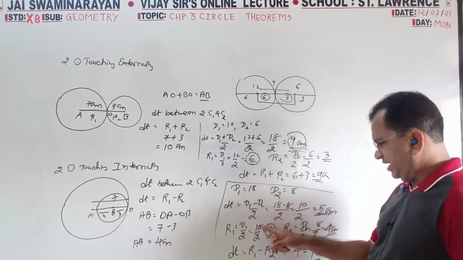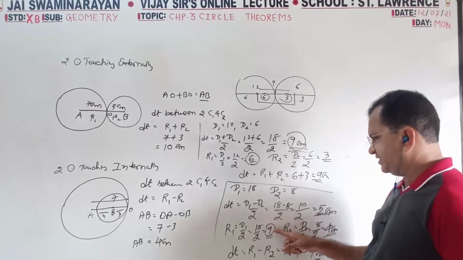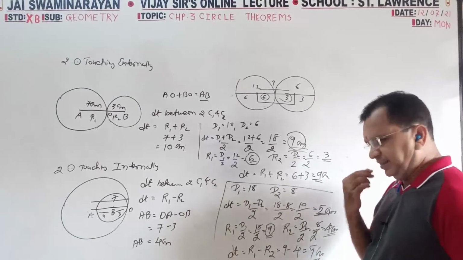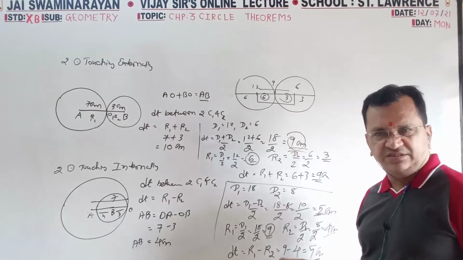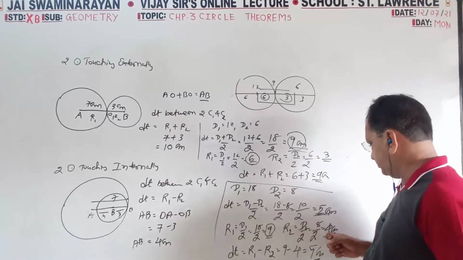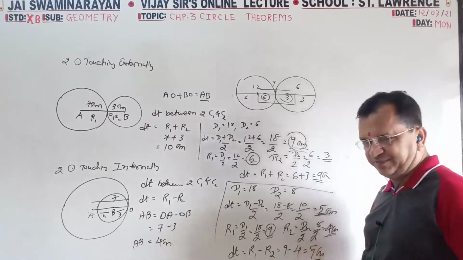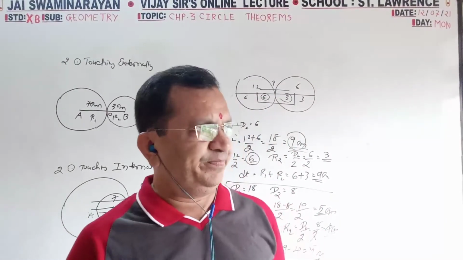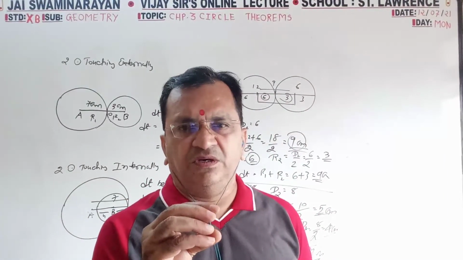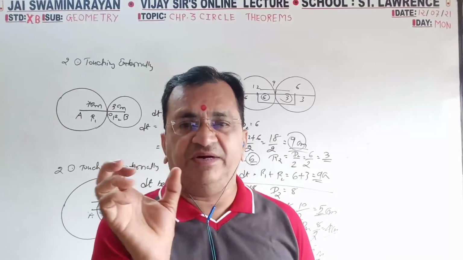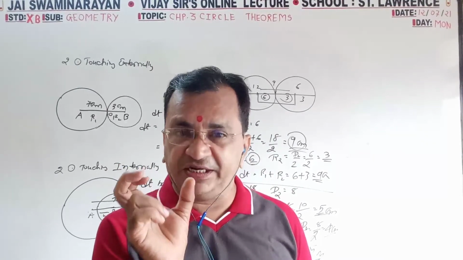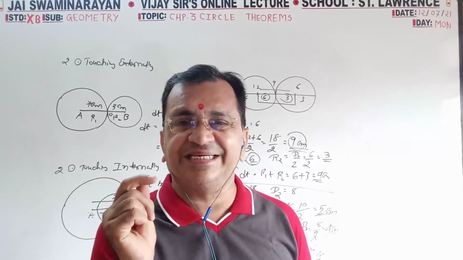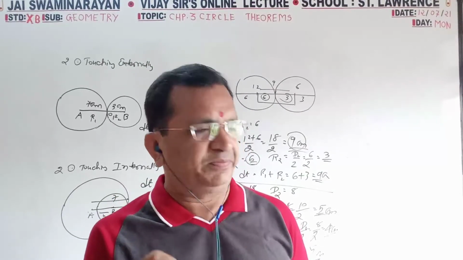Or make it half. So first radius 9 centimeter, second radius 4 centimeter, and find out the difference. So that difference is 9 minus 4, 5 centimeter. So like this, you can find out the distance between two centers. When it is external, you have to add. When it is internal, you have to subtract.